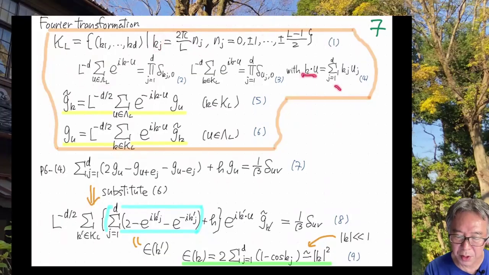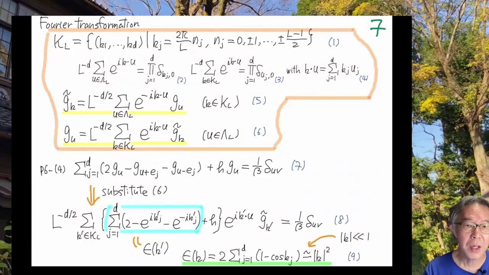Okay, K dot U denotes the usual inner product. And if you sum e to the i k dot U over U and divide by L to the D, then you get the Kronecker delta for K. And likewise, if you sum this over K and divide, then you get the Kronecker delta for U. And these are very easy because these are simply geometric series. So just high school mathematics allows you to prove this.